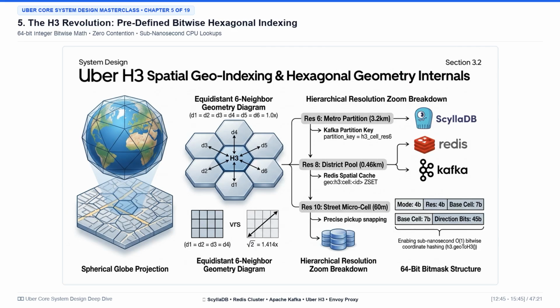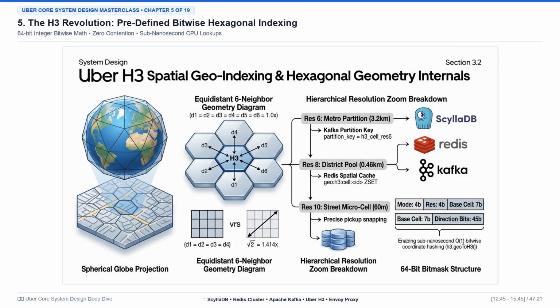Right. But a honeycomb covering the whole Earth is a lot of data. How does the architecture actually organize these hexagons? Because obviously, a hexagon covering the entire state of New York is very different from a hexagon covering a single street in Manhattan. Oh, definitely. And the architecture handles that using spatial resolutions. Yeah. Resolutions, like zoom levels. Exactly. H3 isn't just one single grid. It is a nested hierarchy of grids. If you zoom out, the hexagons get bigger. If you zoom in, they get smaller.